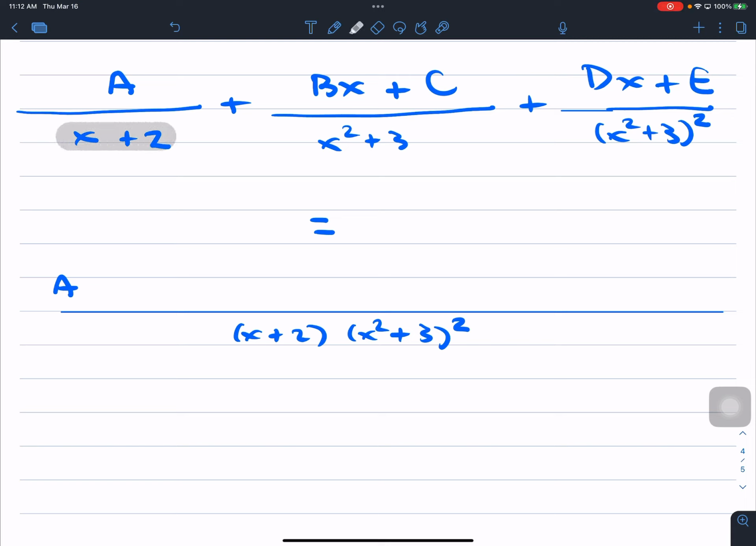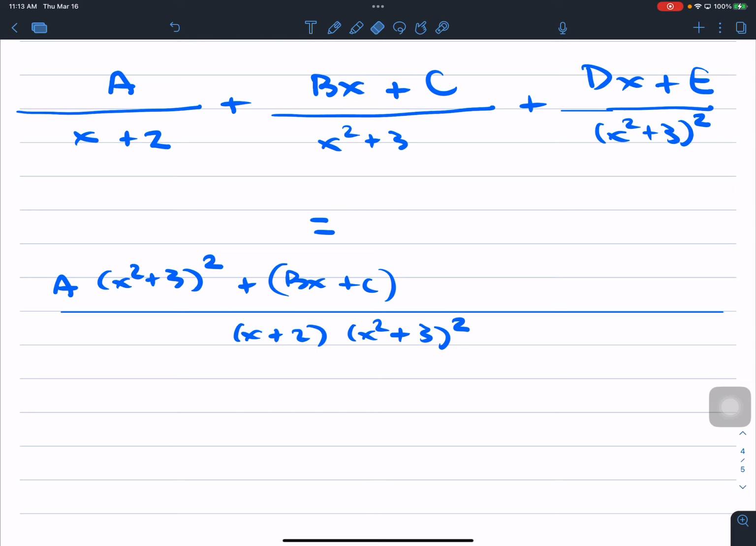Let's see if you guys remember. Don't you already have an x plus 2 term there? So what does that mean? This would be x squared plus 3 what? Squared. You okay with that one? Okay. And then you go into the next numerator, bx plus c. Now that's a sum, so put it in parentheses, right?